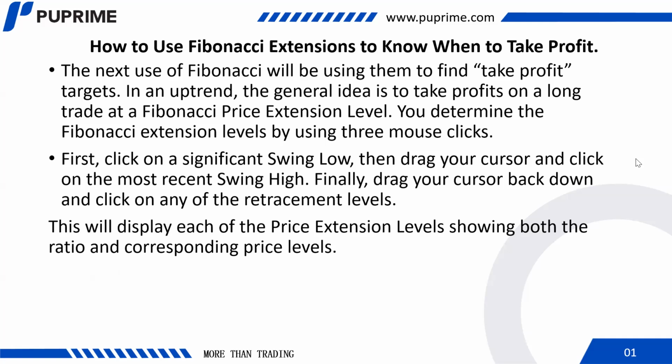You can also determine the extension levels by using 3 mouse clicks. First, click on a significant low, then drag your cursor and click on the most recent swing high. Finally, drag your cursor back down and click on any retracement level. This will display each of the extension levels, showing both the ratio and the corresponding levels.